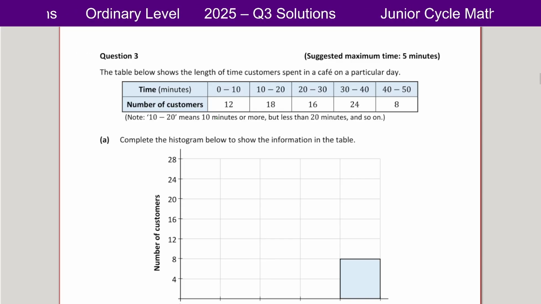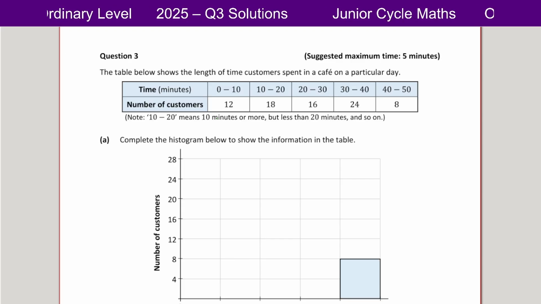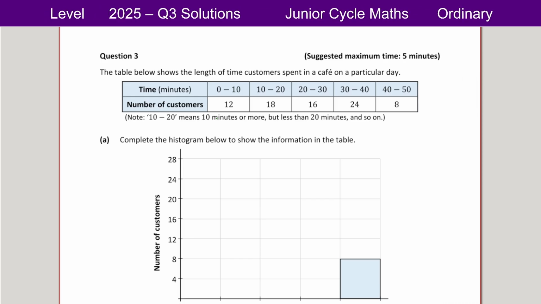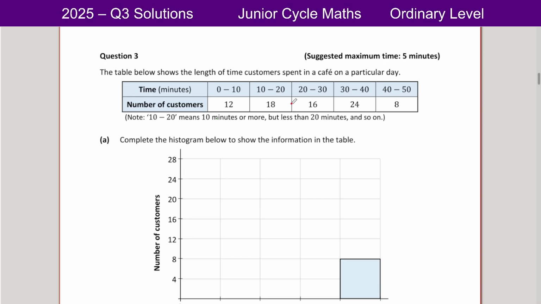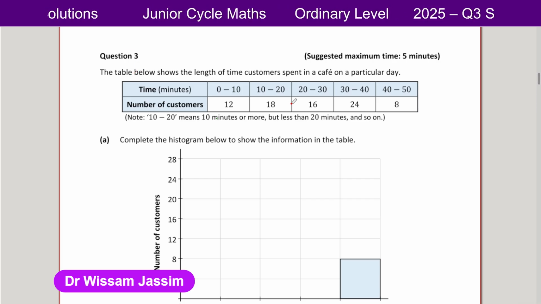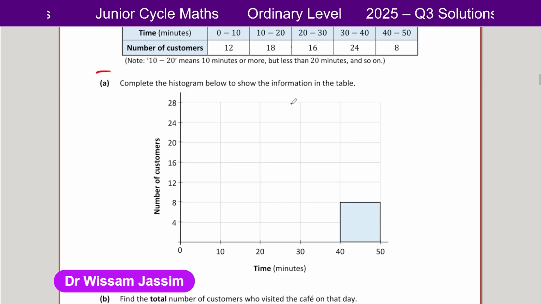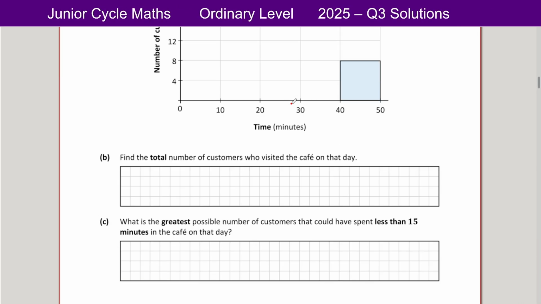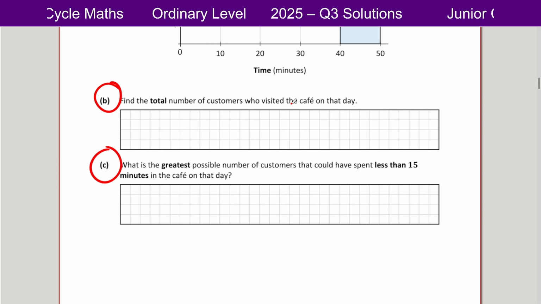Hi again. Here is question 3 from the 2025 Junior Cycle Ordinary Level Maths exam. Okay, so Q3 is on statistics, and we need to answer 3 parts. This is the first part, the second part is here, and here is the third one.